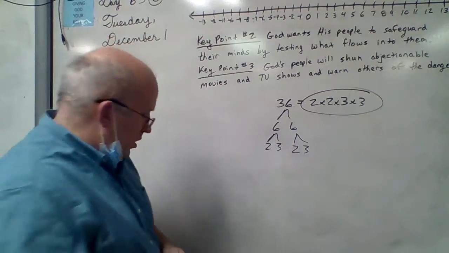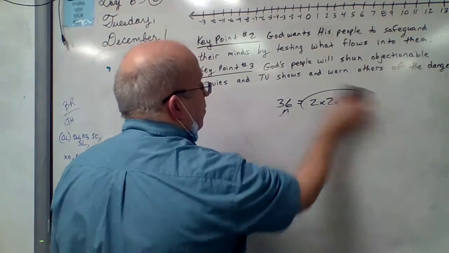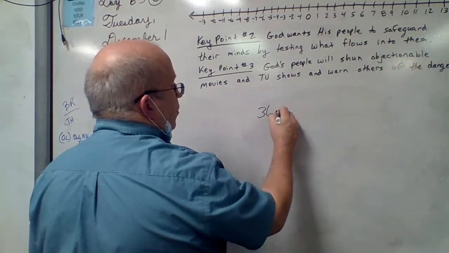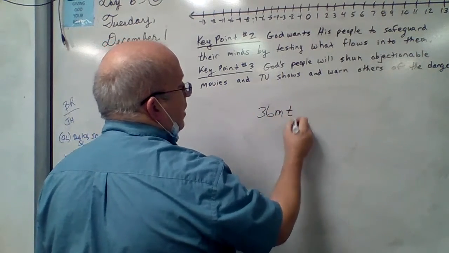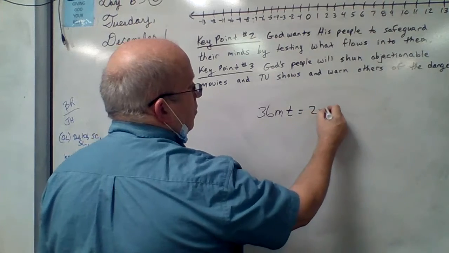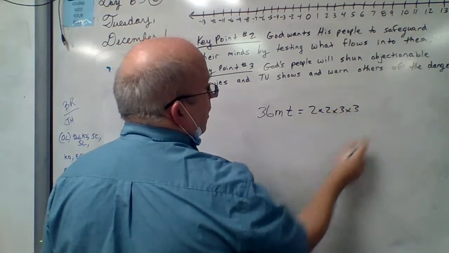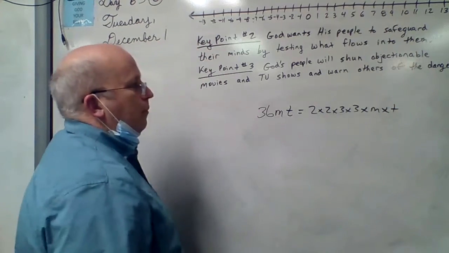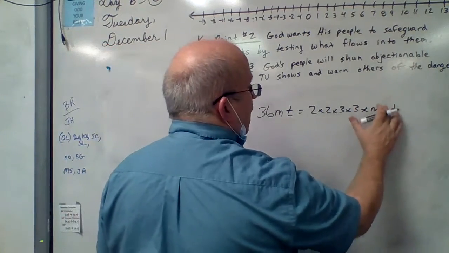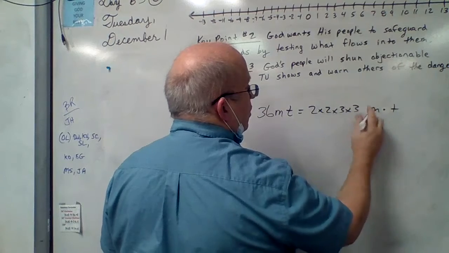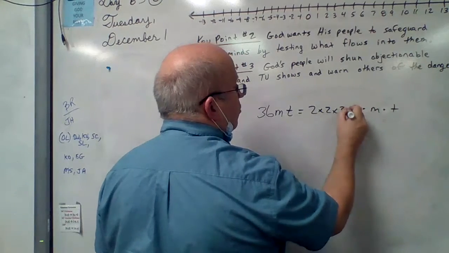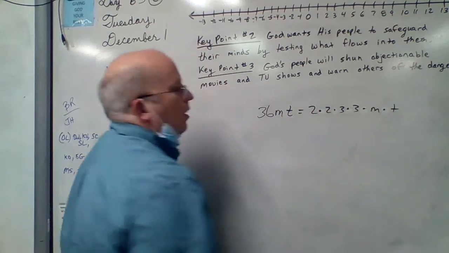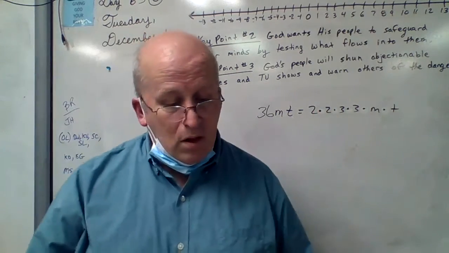What if I included some variables like number 7? It's no big deal. What if it was 36 times m times t? Well, it would just simply be that same answer I got previously, but I would attach to the end times m times t. Now, that x is getting a little confusing, so I'm probably going to change these x's to dots to make it easier to identify what I'm actually talking about there.